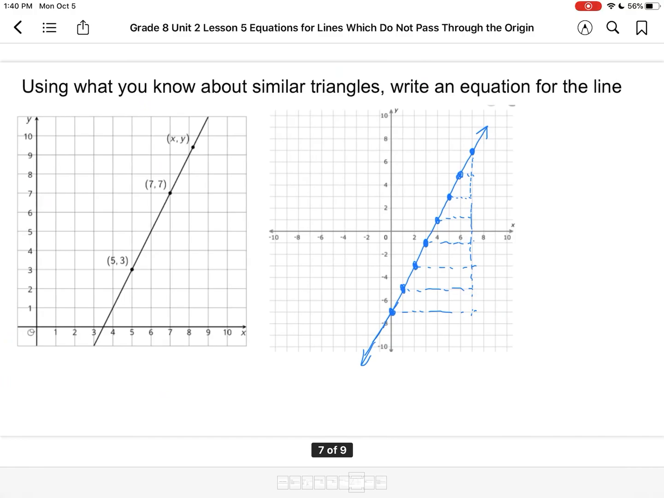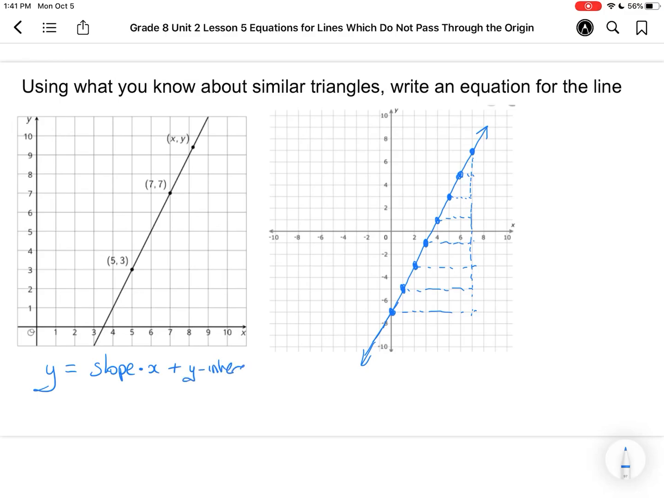So here I want to write an equation for a line for the graph on the left-hand side. And I know that I need to write it in the form y equals slope times x plus the y-intercept. And I can get the slope from the points I'm given. I'm given (5, 3) and (7, 7). And also I can see in between them, I've got these other points that are not labelled.